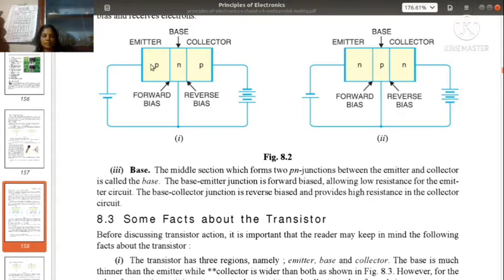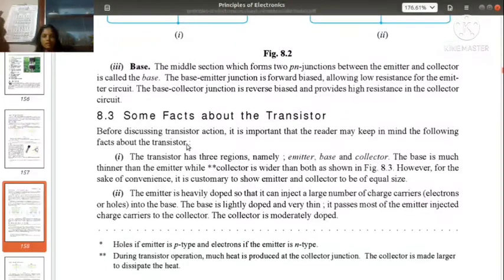So it's quite obvious that this region is forward biased, and this region is reverse biased. So the resistance will be low in this path and it will be high in this path, because this is reverse biased. Reverse bias means there is no current flow. That means the resistance is very high. So resistance is very high in this region and very low in this region. So this is the base, the middle thin region. Okay. So this is about the two types of transistor, NPN and PNP, in general.